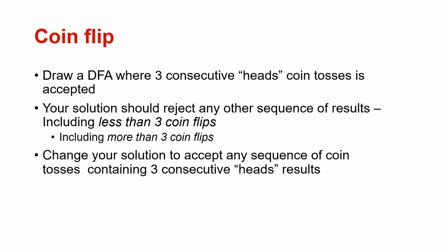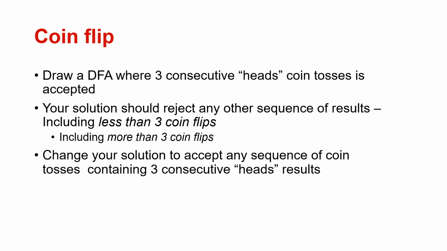The last part of this video is just an example that I recommend you work out on your own. You can pause the video. But I want you to draw a DFA where 3 consecutive heads coin tosses is accepted. Your solution should reject any other sequence of results. So you can't have less than 3 coin flips. You can't have more than 3 coin flips. So it has to be exactly 3.